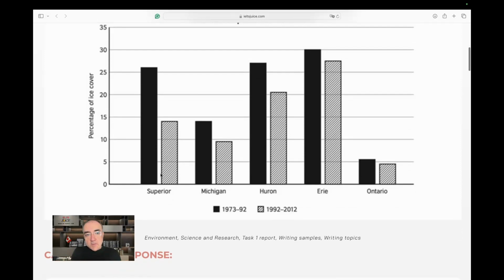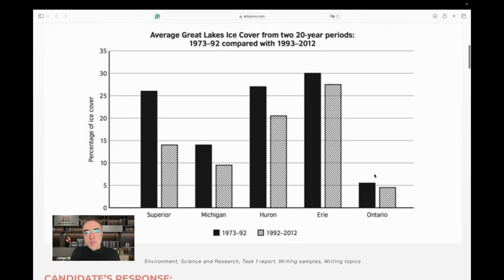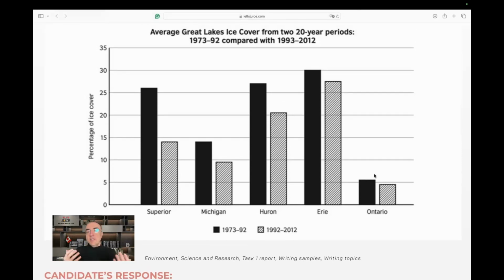Also, the solid color means it's from the first period. The striped one represents the second time frame. And on the x-axis, or the horizontal axis, we have the names of these lakes: Lake Superior, Lake Michigan, Lake Huron, Lake Erie, and Lake Ontario. Okay, beautiful. So I have all the information I need.